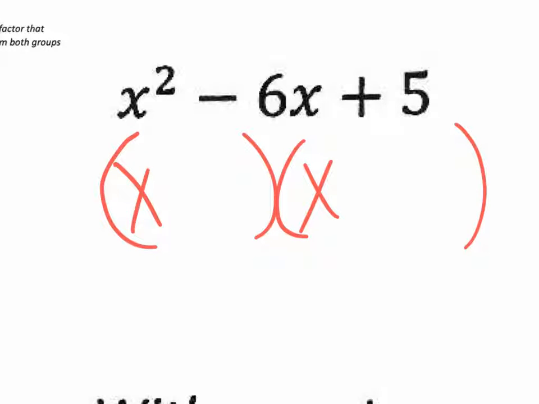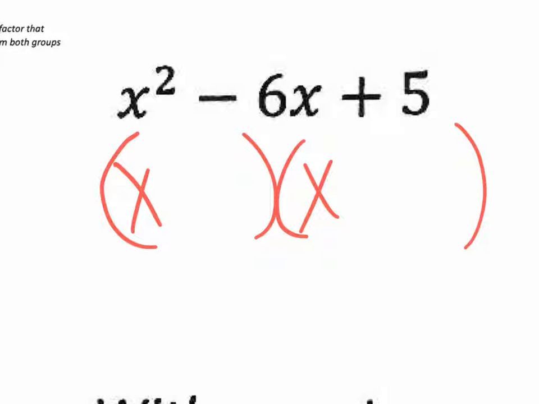Now, this makes sense. Why? Because if this were a 6, you would not have an X and an X. You might have a 2X here and a 3X there, because 2X times 3X is 6X squared. If this were a 6, then this might be a 1 and this might be a 6. So the only way you could do this shortcut is if your A value is 1.